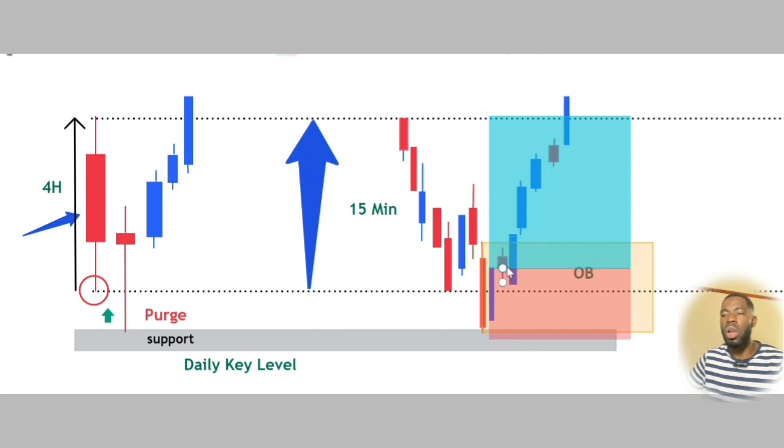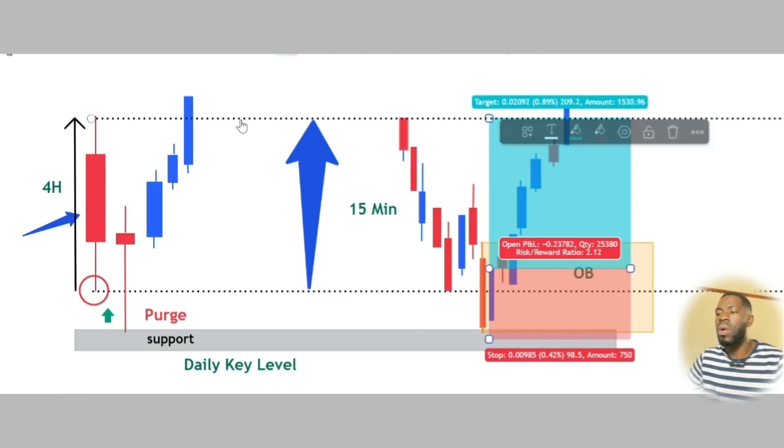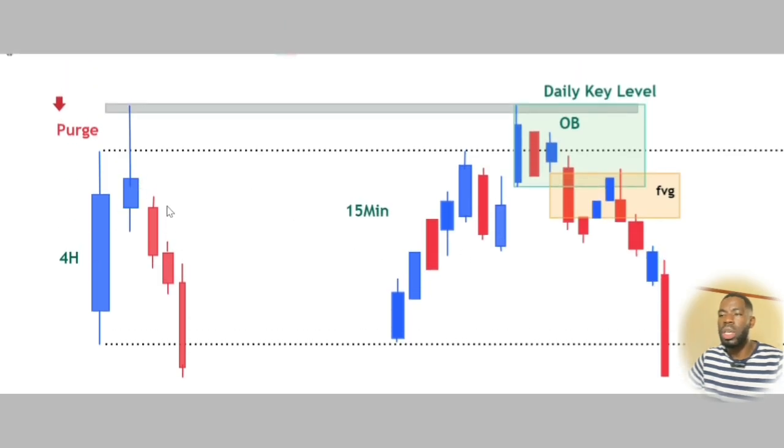Then we go to our lower time frame, which is the 15 minutes time frame, and we are looking for entries with a bullish engulfing candle or some kind of pattern on the lower time frame, okay, to enter the market. Once we see a bullish candle, we enter immediately and target the top of the range. Conversely, when you are selling, you do this, and sometimes a fair value gap forms.